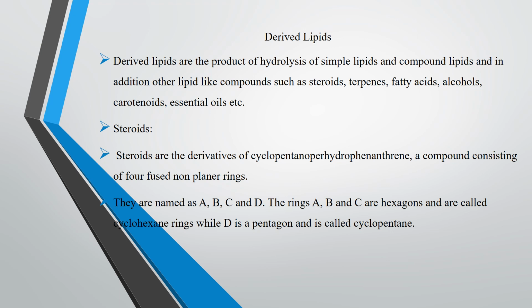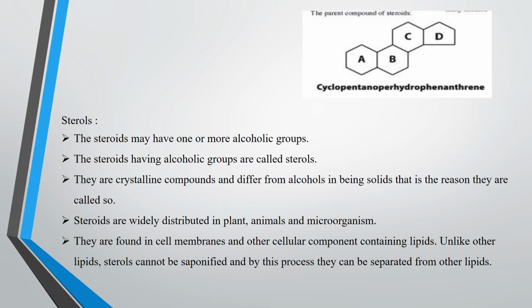Steroids. Steroids are the derivatives of the cyclopentanoperhydrophenanthrene ring, a compound consisting of four nonpolar rings fused together. The names of these four rings are A, B, C, and D. The rings A, B, and C are hexagons and are called cyclohexane rings, while D is a pentagon and is called cyclopentane. This is the structure of the cyclopentanoperhydrophenanthrene ring. It contains the rings A, B, C, and D.